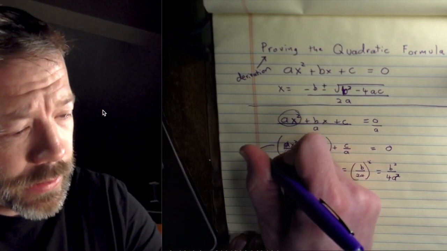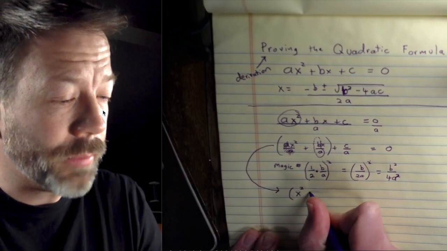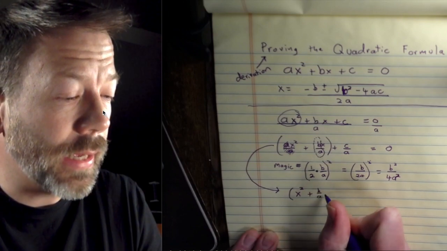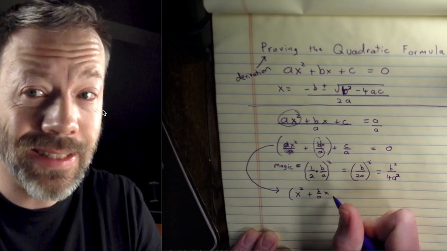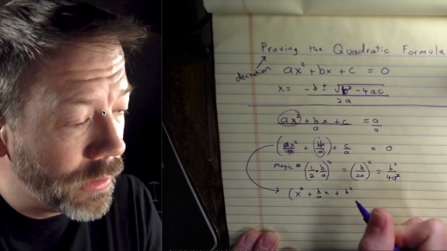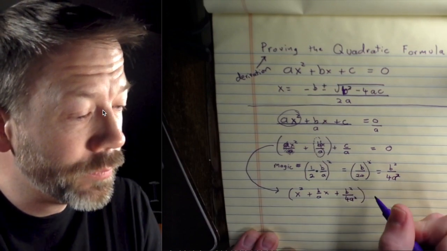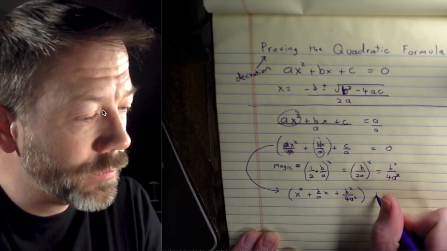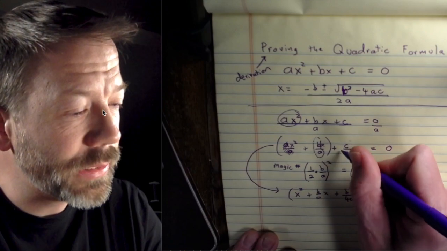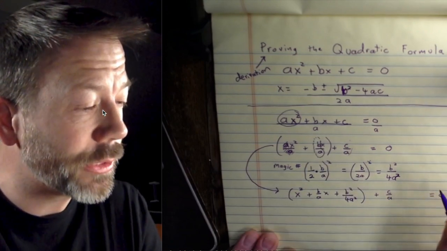Now I'm going to come back to this equation I've been working on. I'm going to say I've got x squared plus b over a x. And I'm going to give it the magic number. I'm going to add in plus b squared over 4a squared. Don't forget this c over a, that's supposed to be right there. Don't forget this equals 0, that's right there.